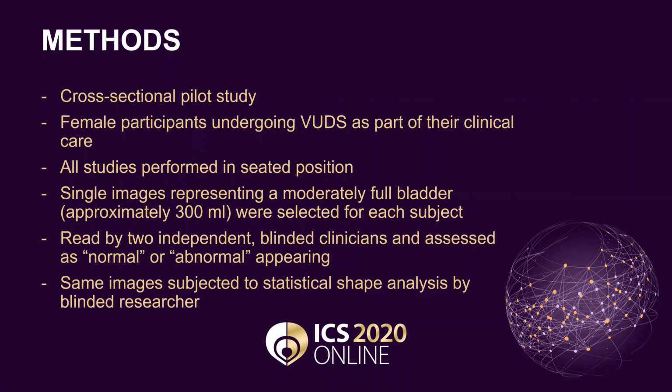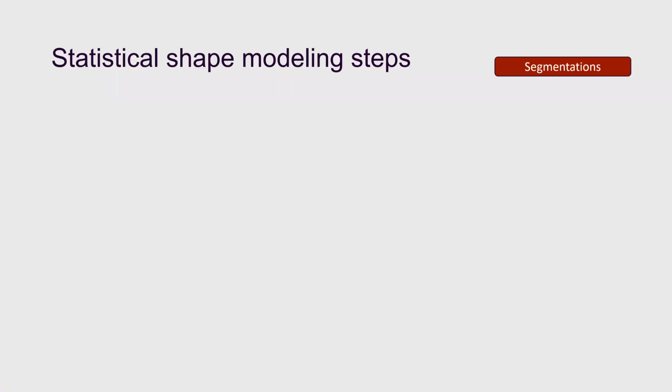Single images representing a moderately full bladder, approximately 300 milliliters, were selected for each subject. These images were then read by two independent blinded clinicians and assessed as either normal or abnormal in radiographic appearance. The same images were subjected to statistical shape analysis by a blinded researcher.